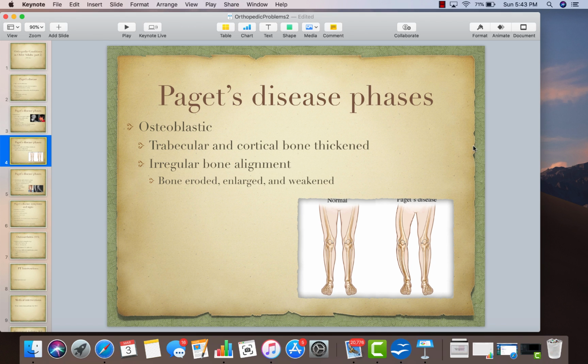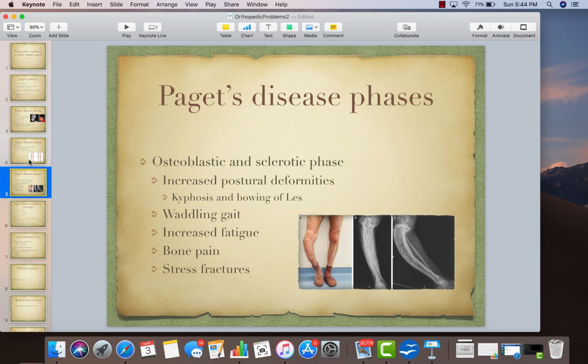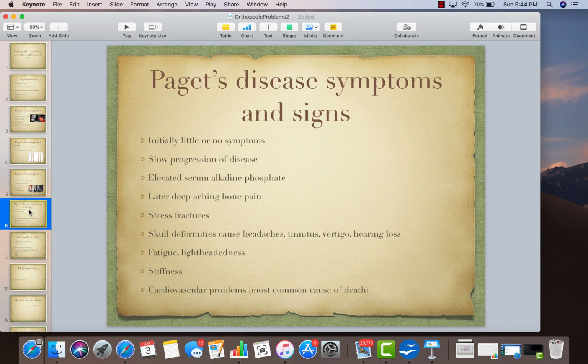In the osteoblastic phase, the trabecular and cortical bone are thickened and there becomes more of an irregular bony alignment. So the bone is eroded, enlarged, and it's ultimately weakened. Malalignment is a big problem here. So in the osteoblastic and sclerotic phase, there's increased postural deformities, kyphosis, and the bowing of the legs. Oftentimes there's a waddling gait, increased fatigue, bone pain, and stress fractures.